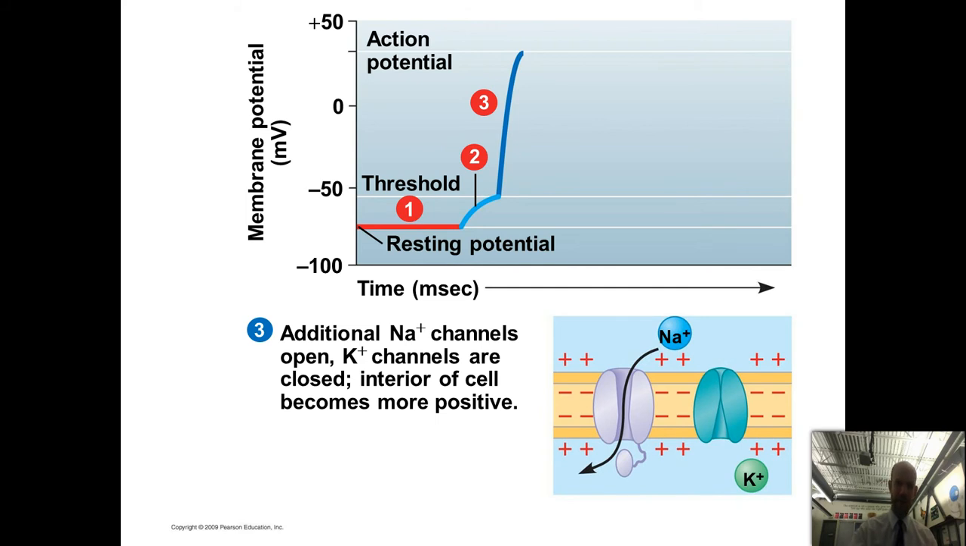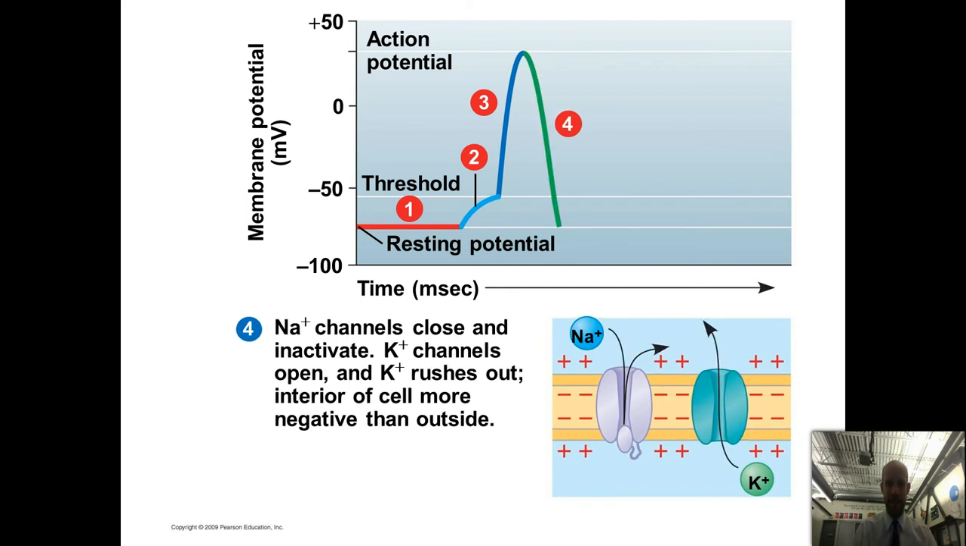This causes the interior of the cell to become positive, and you can see on our membrane potential chart the charge shoots up, becomes more positive. This is the action potential. Then, once the inside has become positive, these gated channels close and become inactive, so the sodium can no longer flow into the neuron. As that is happening, potassium channels open and potassium rushes out, moving away from the positive charge on the inside out to the negative charge on the outside.